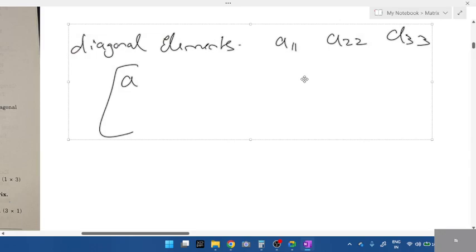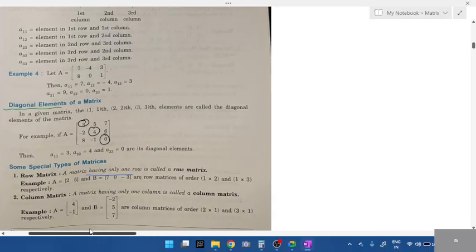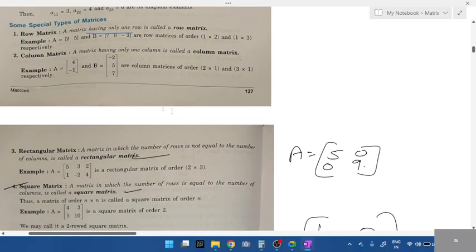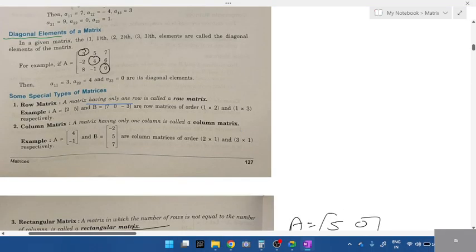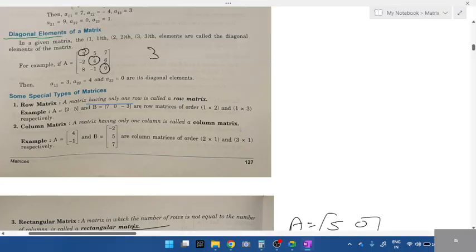Completed. I have written what a diagonal element is: just A11, A22, A33, students. Follow those. Next, after diagonal element, some special types of matrix. Almost all the important ones we have done. Diagonal elements are only possible in a 3 by 3 matrix, not 2 by 2, only 3 by 3 is mentioned there. Diagonal elements are only possible for a 3 by 3 matrix.